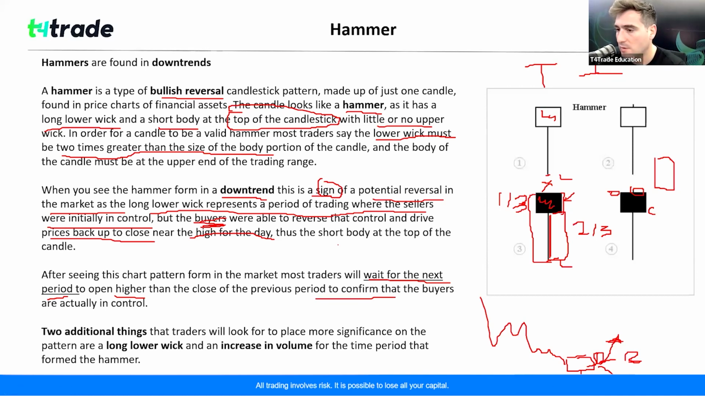Some people like 2 days, some people like 1 day, one period afterwards. So if it's a 1 minute chart, it's going to be the next minute. You understand what I'm saying? If it's a weekly chart, it's going to be the next weekly candle. Or if it's 30 minutes, it's going to be the next half an hour. You get the point. So two additional things that traders will look for to place more significance on the pattern are a long lower wick, but also an increase in volume.